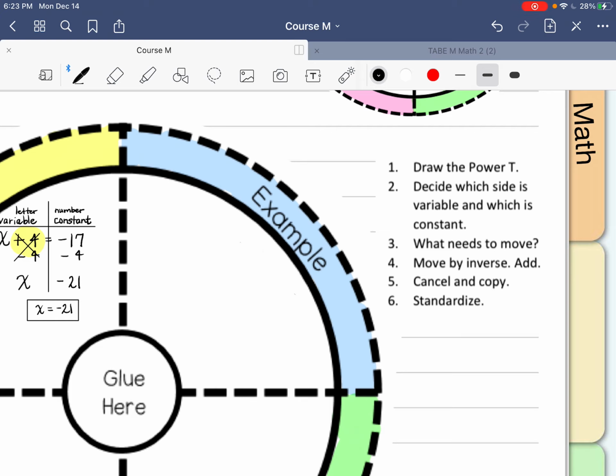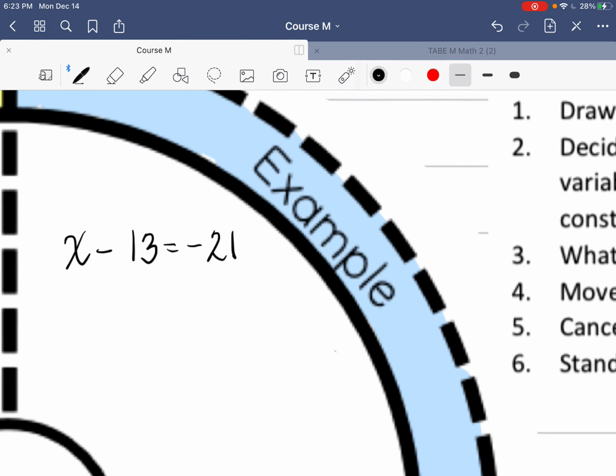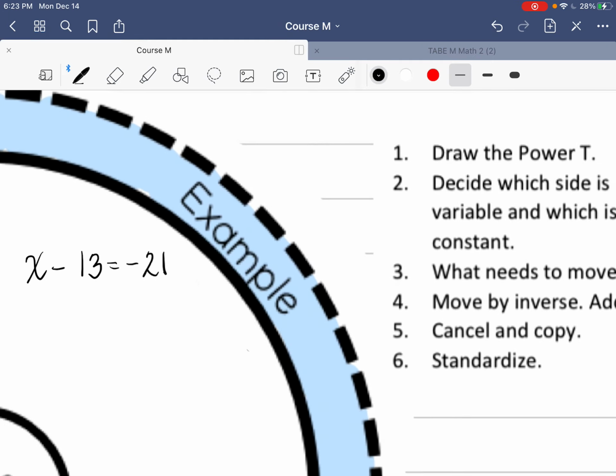Okay, the steps say, first of all, let me write mine down. X minus 13 is negative 21. All right, so the first step is to draw the power t. That never changes. That will be the first step on every equation that I solve with you.